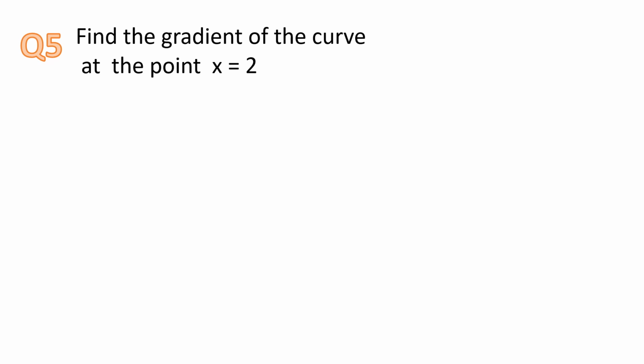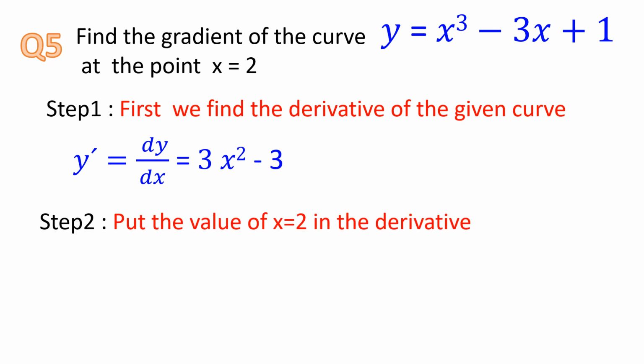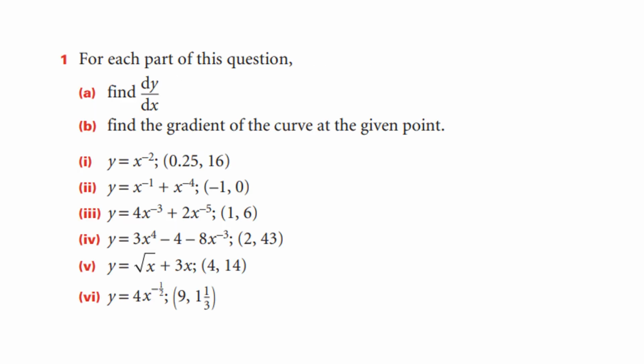Now let's see another example. Find the gradient of the curve y is equal to x cube minus 3x plus 1 at the point x is equal to 2. First you will find the derivative of the given curve. You will differentiate, and it will become 3x square minus 3. Now you will put the given value of x, that is 2, in this function. You will substitute the value 2, taking 2 square, multiplying with 3, subtracting 3, and you will get 9. This is the required gradient at the given point x is equal to 2.